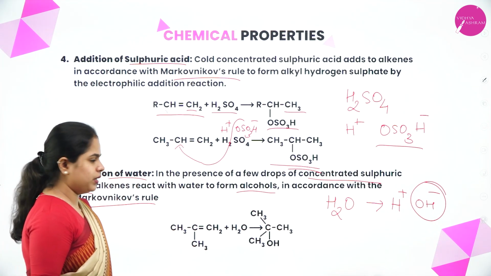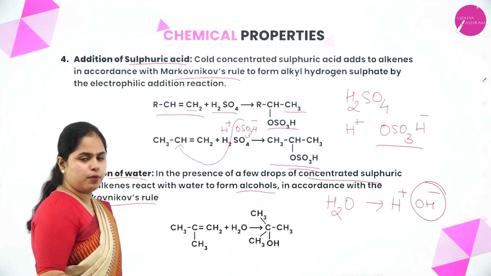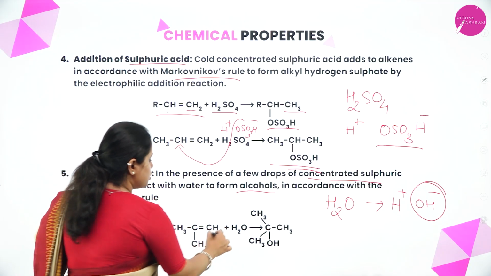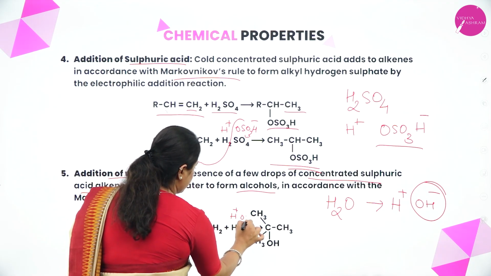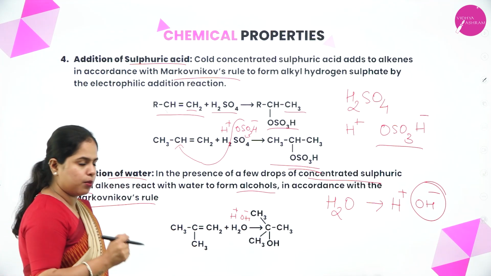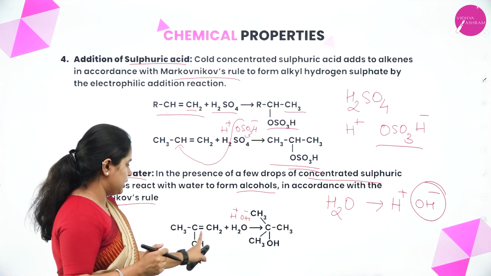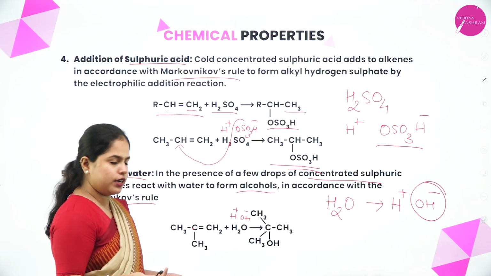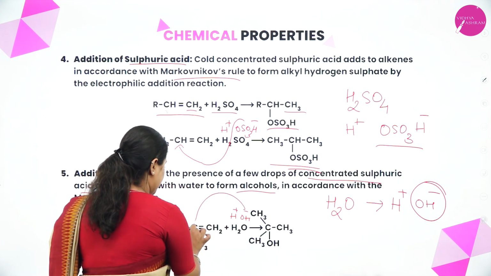So let's take the example here, CH3C, and you have a branch here, CH3, double bond CH2, to which you are adding H2O. So what happens? As I told you, H plus and OH minus. Now the OH minus will get attached to the carbon having the lesser number of hydrogen atoms. So as you can see here, here is the double bond. Comparing this carbon and this carbon, which will have a lesser number of hydrogen atoms? This one. So OH minus will get attached here.